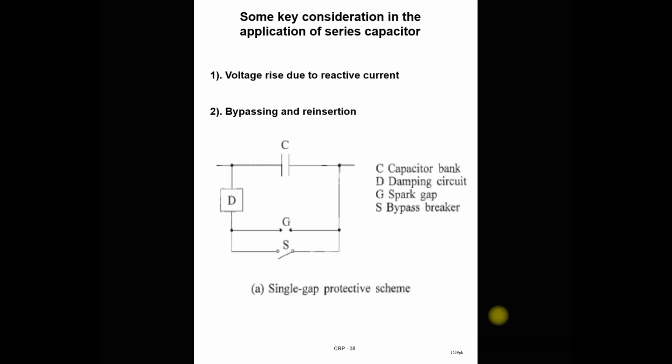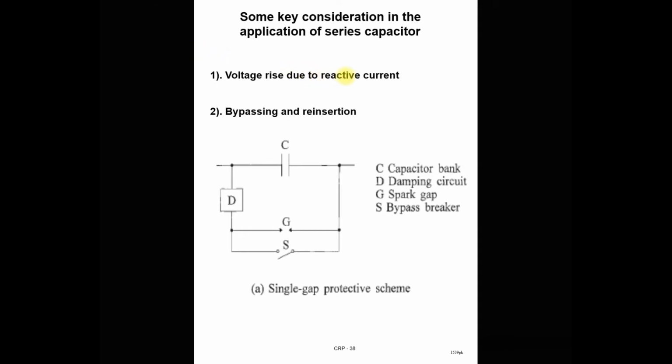Now, the last point we discussed was the use of the series capacitor. When you put the series capacitor in series with the line, before that you have to keep in mind some key considerations for the application of the series capacitor in the power system. The first key consideration or first point to keep in mind when you use the series capacitor in the power system is voltage rise due to the reactive current.